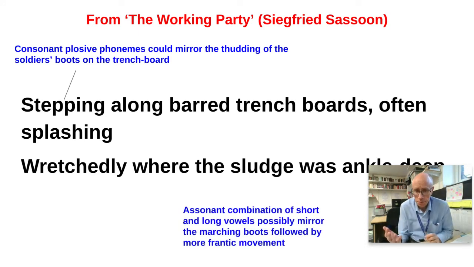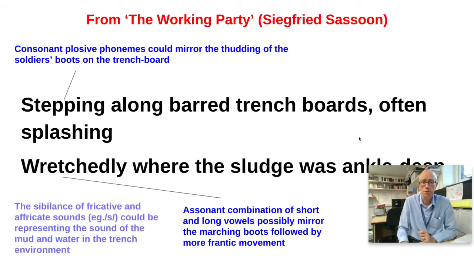Listen to the vowel sounds that are going on in these two lines. We have a combination of sometimes short vowels and sometimes long vowels. So stepping is a short vowel, barred a long vowel, and then a short vowel again, trench. So you've got this combination of short and long vowels, and that again possibly mirrors the marching boots, followed maybe by the frantic movement, wretchedly, for example. So hone in on some of the vowel sounds.